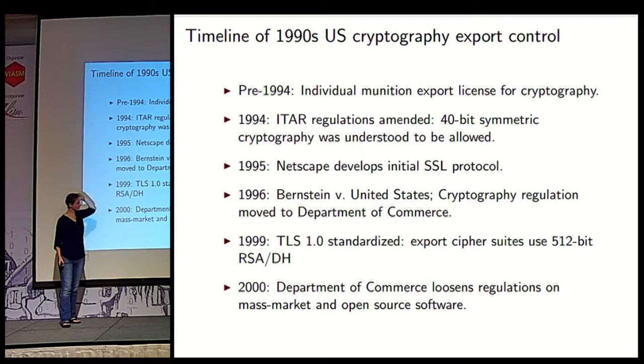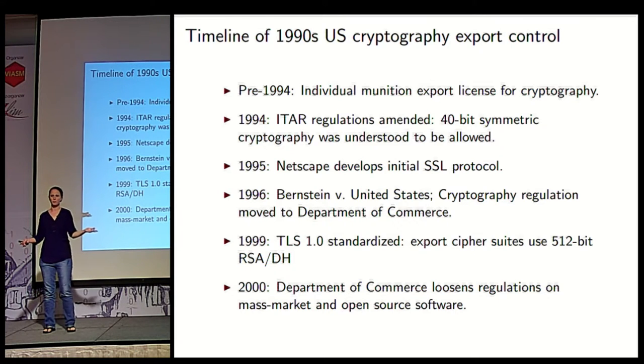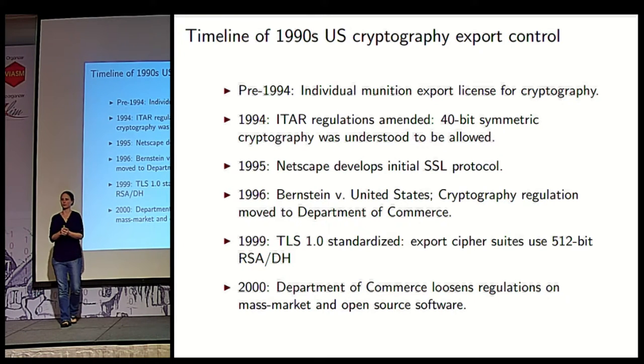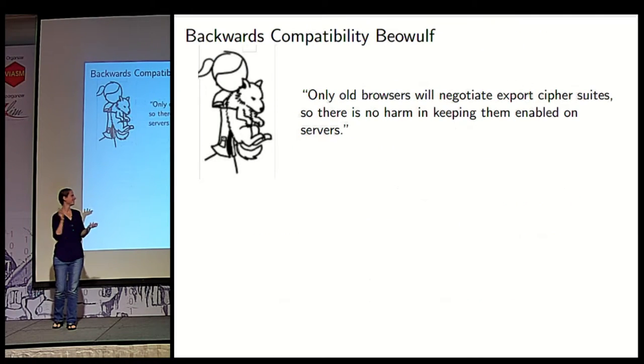So there were a series of export cipher suites for SSL/TLS that use 512-bit RSA and Diffie-Hellman. Then in 2000, the regulations in the United States were lifted on mass market and open source software, so export cipher suites for SSL/TLS were no longer needed, and everybody could use all the strong cryptography that we wanted. So we won. Good. Are we done? Of course we're not done.